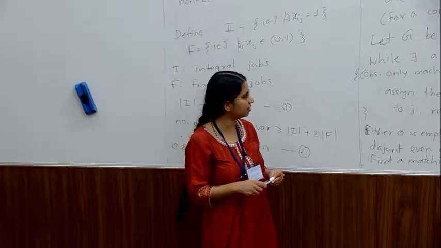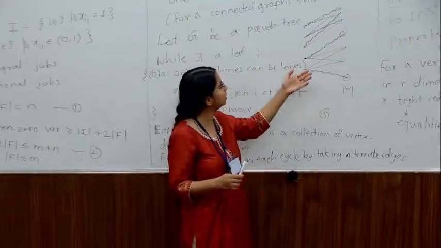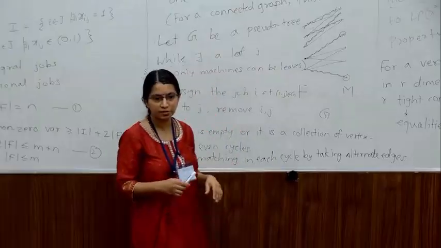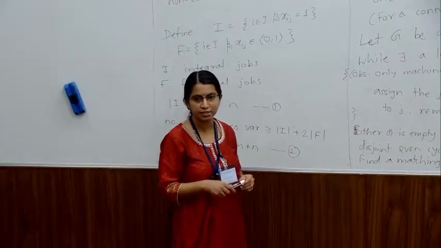They will be equal, right? Because in a tree the number of edges is the number of vertices minus 1. Here there is one extra edge. So there will be an equal number of vertices and edges.